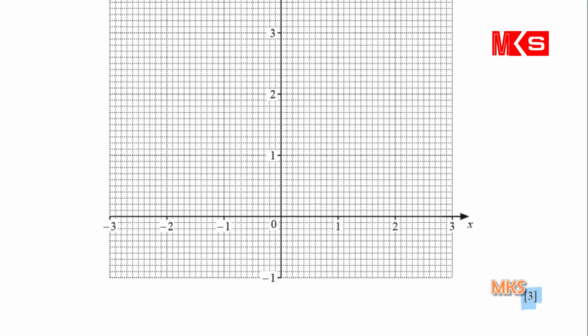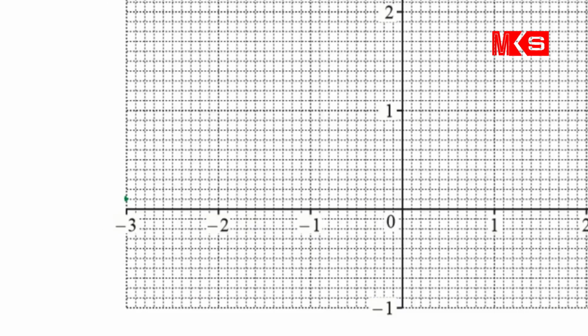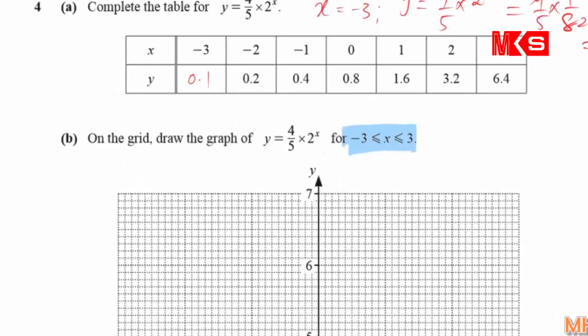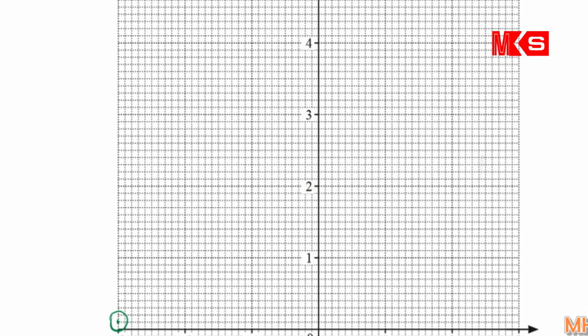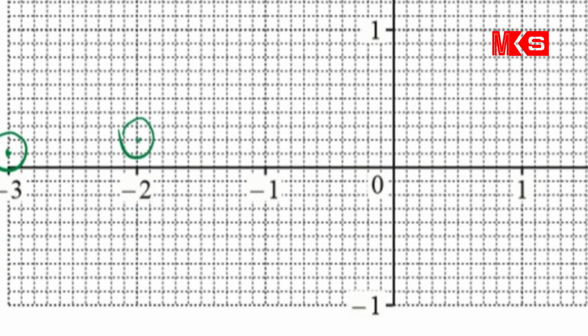So the first is minus 3, 0.1. So here minus 3, 0.1. Each small box along the x-axis as well as along the y-axis represents 0.1. So this is the point. Put a small dot and encircle it so that you can identify where you have drawn. Second is minus 2, 0.2. Minus 1, 0.4.